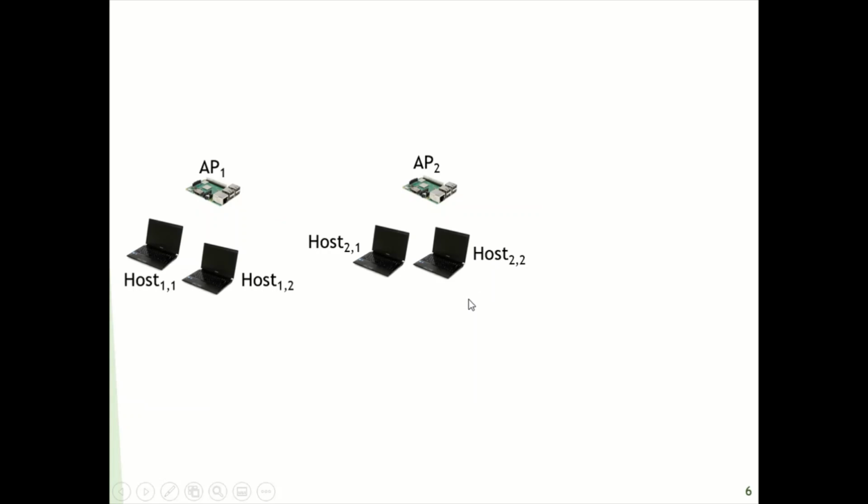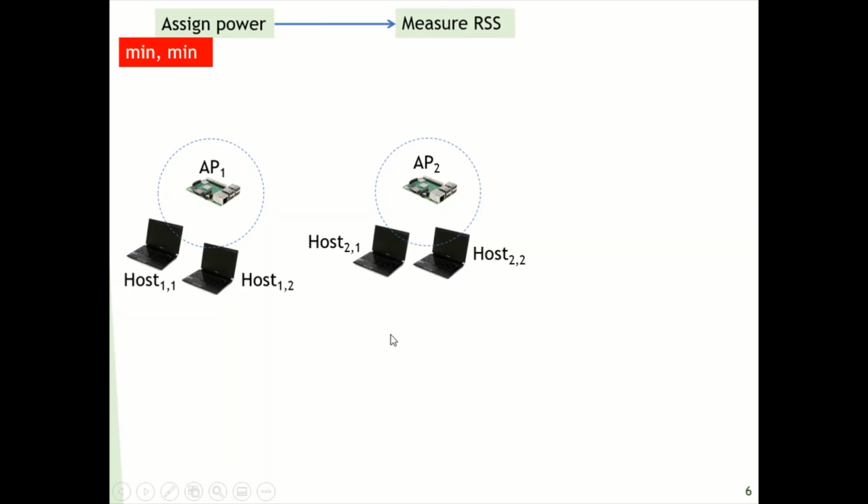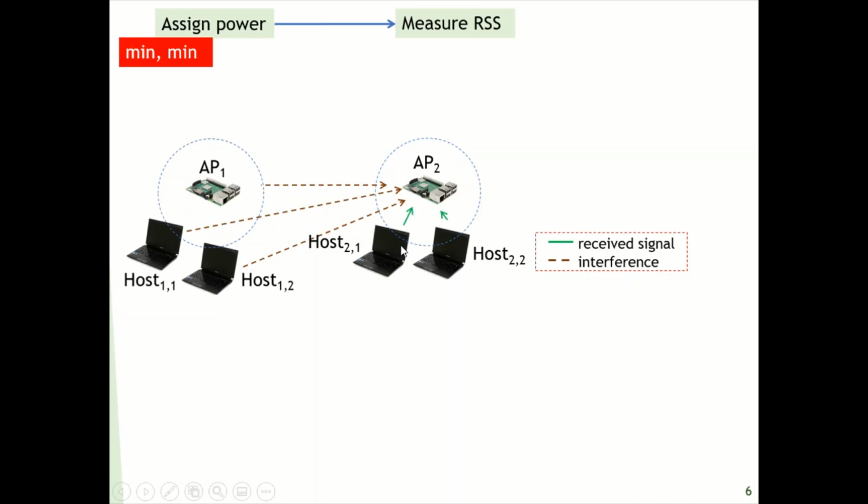Here I will show the procedure of the previous method. First, we set the power of both APs to minimum power. And next, we measure RSS at AP1 from its associated host and also the RSS from AP2 and its host. And then we need to measure RSS at AP2 from its associated host and from AP1 and its host.